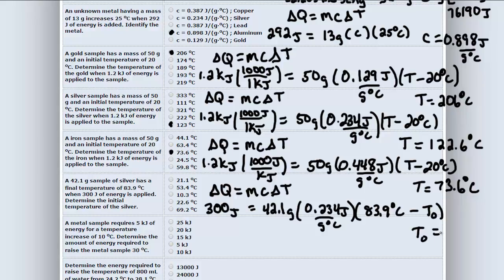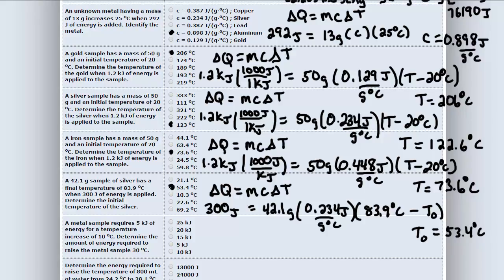So we have 300, and we divide that by 42.1 and divide that by 0.234. We put a negative sign on that answer, and then we have to add that to 83.9, and we get 53.4. 53.4 degrees Celsius.